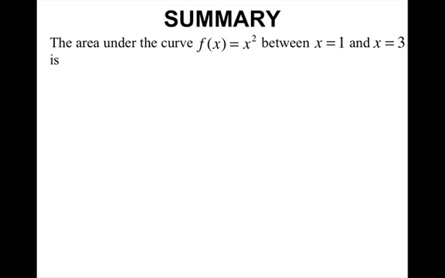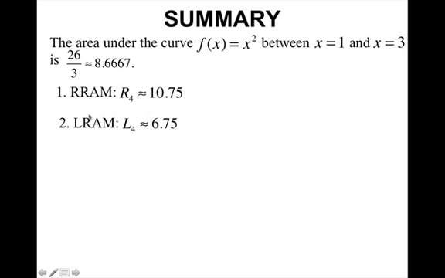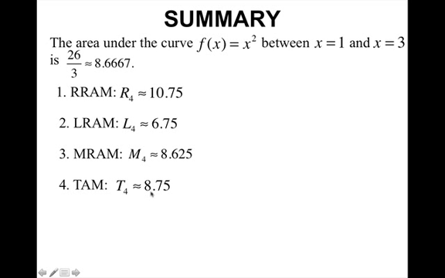So a quick summary of all 4 of these methods. The area under the curve of x squared between 1 and 3 is, in reality, 26/3, which is approximately 8.667. When we did the right rectangular approximation method, we got approximately 10.75. The left, we got approximately 6.75. Midpoint, we got approximately 8.625. And trapezoid, we got approximately 8.75.